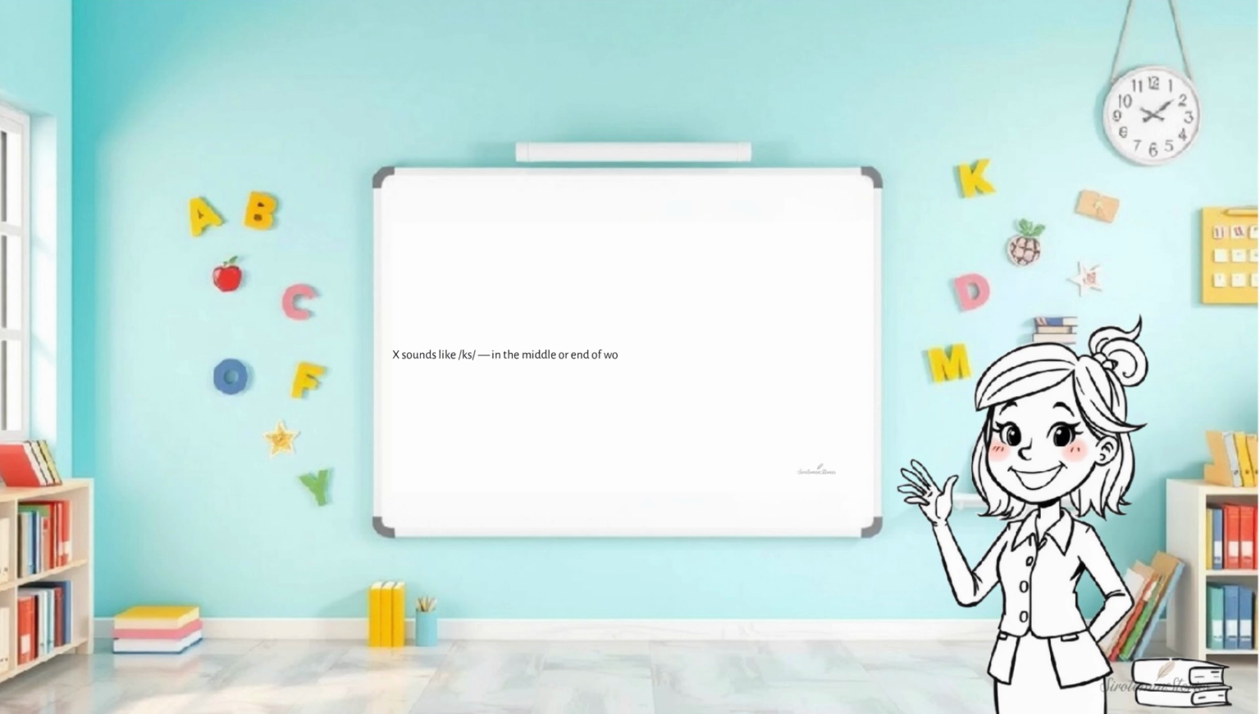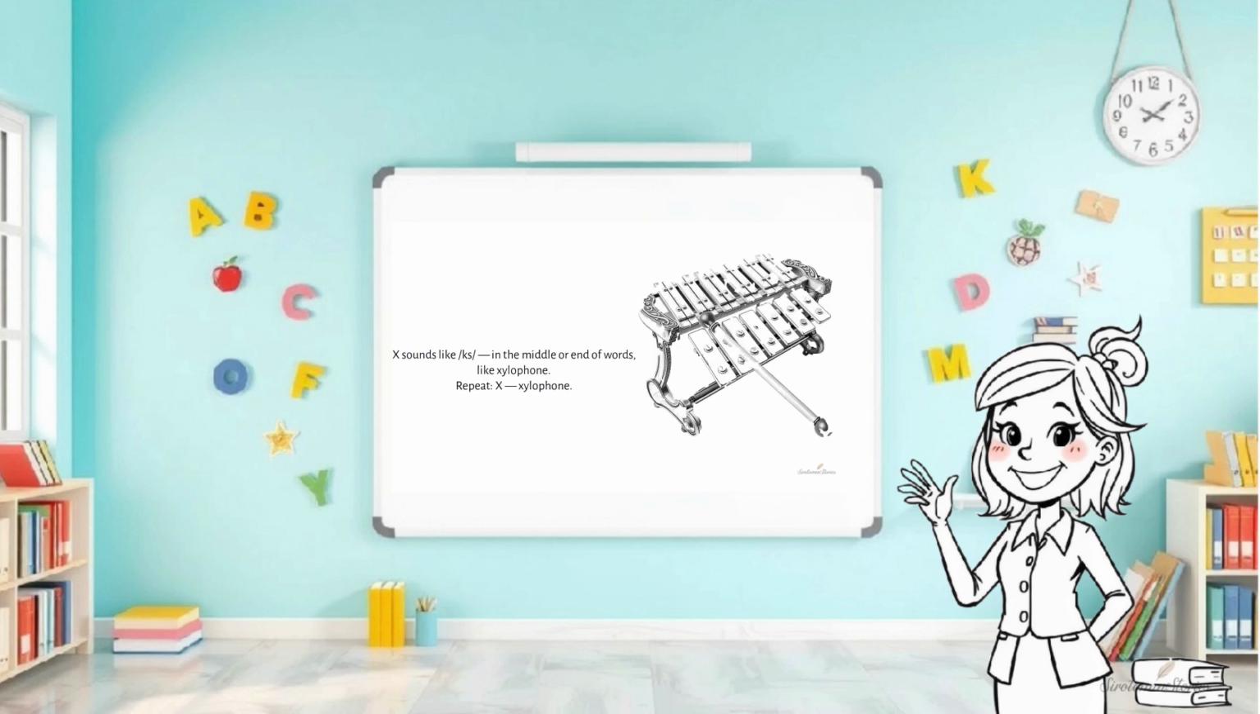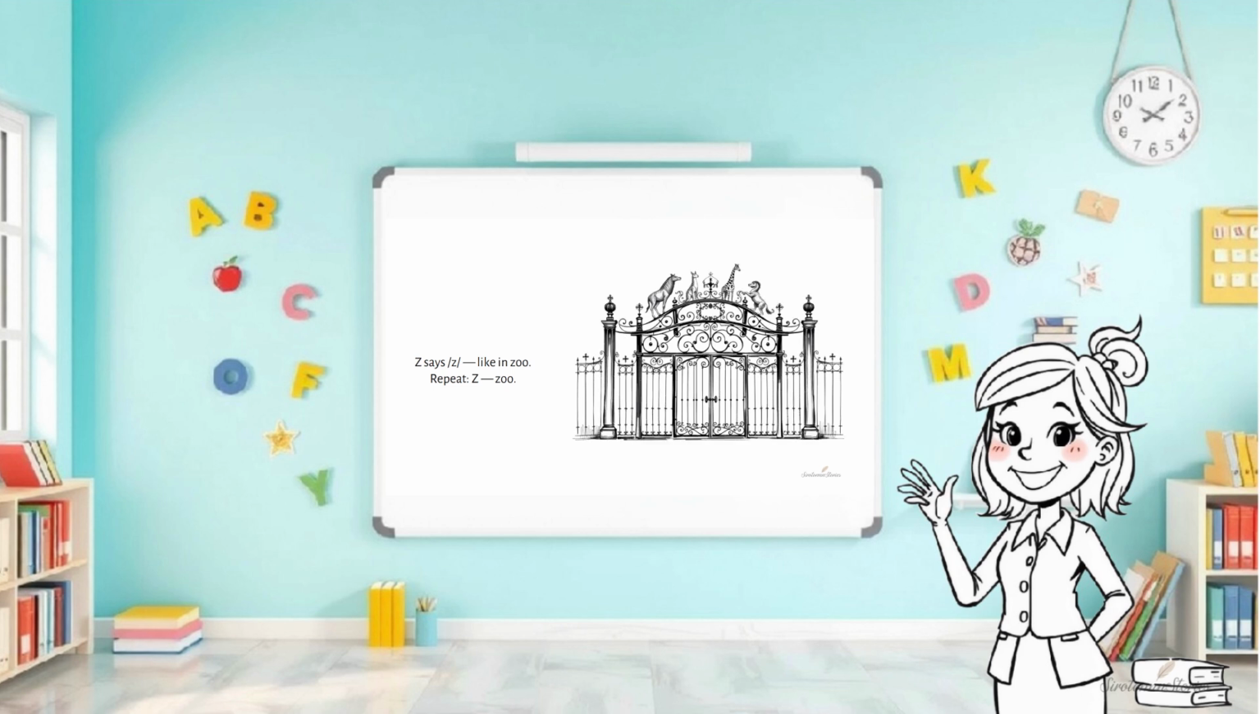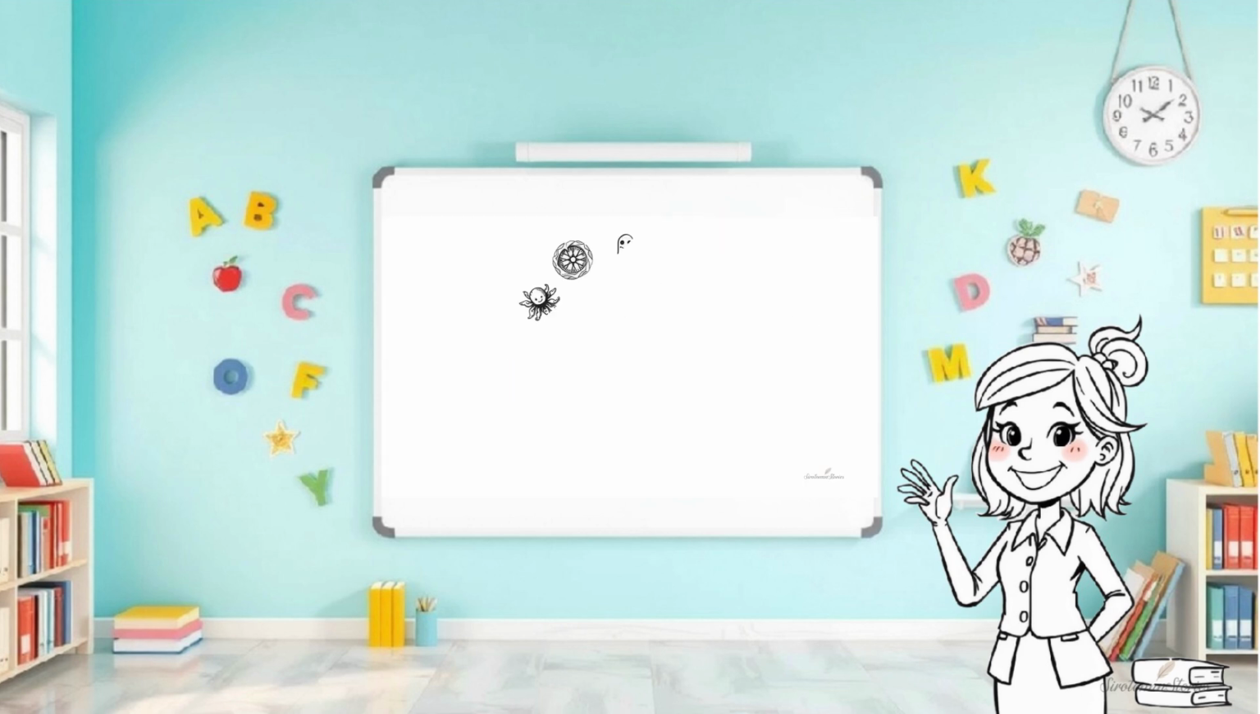X sounds like X in the middle or end of words, like xylophone. Repeat, X, xylophone. Y says Y, like in yogurt. Repeat, Y, yogurt. Z says Z, like in zoo. Repeat, Z, zoo. Speaking practice, let's say all the letters from N to Z together and clear.